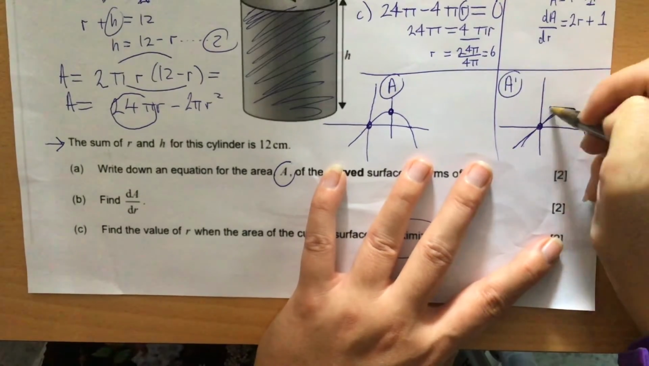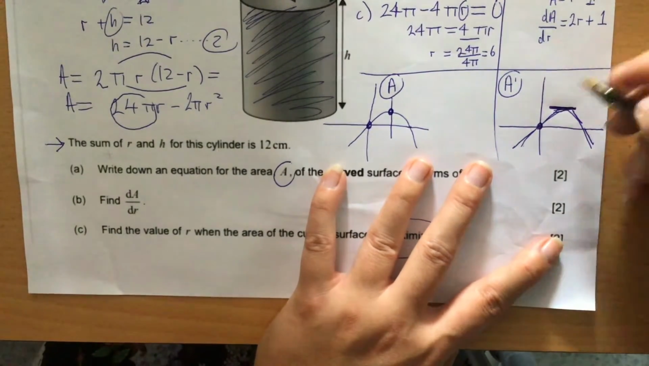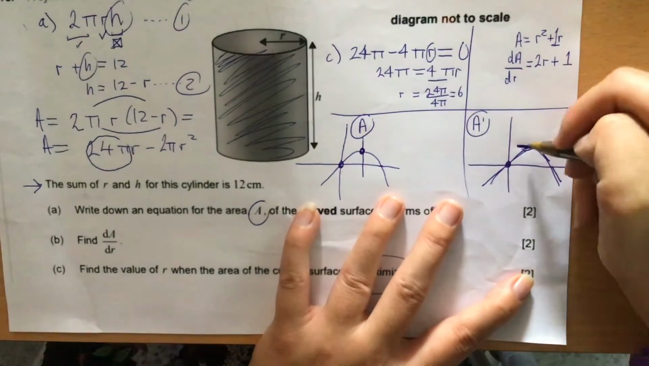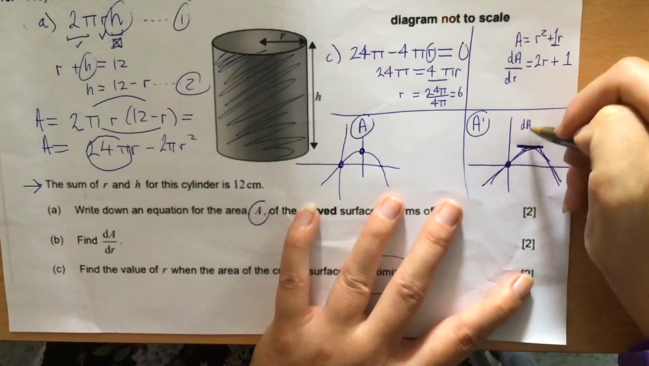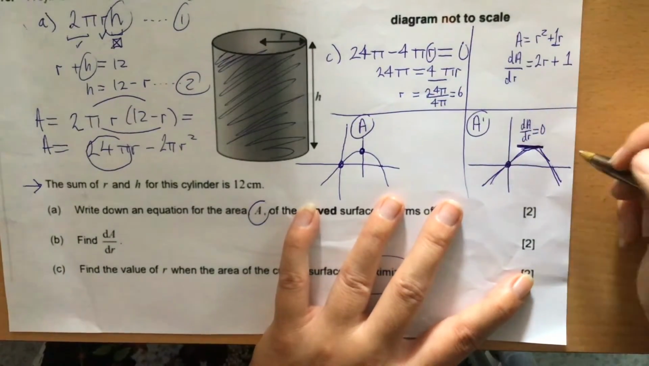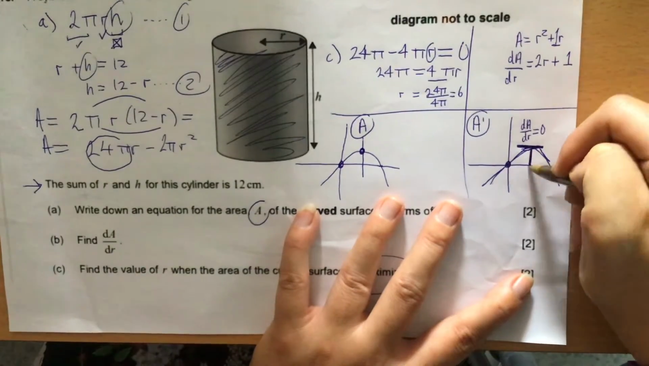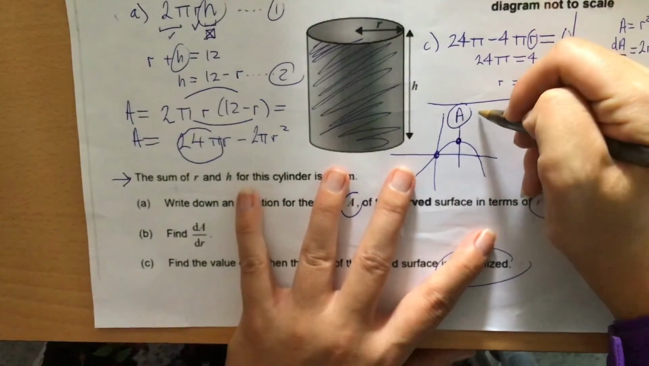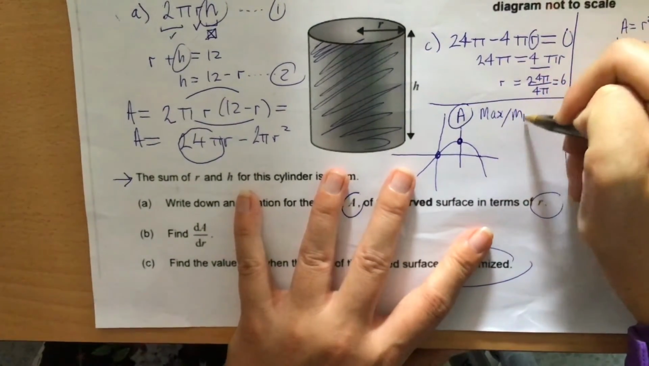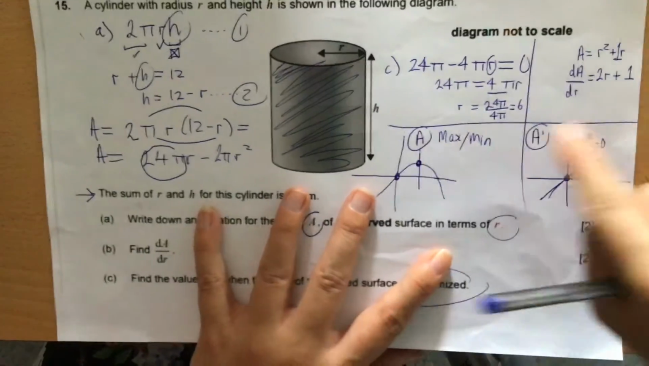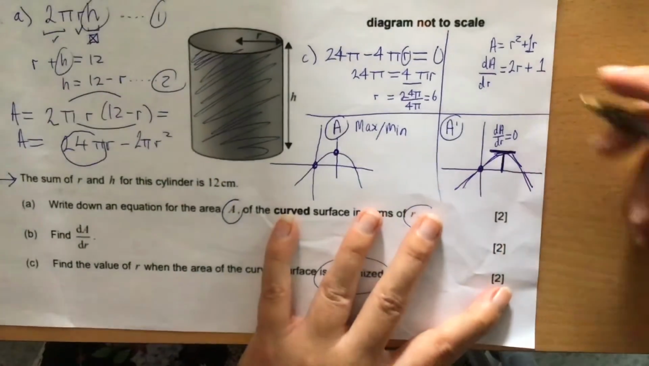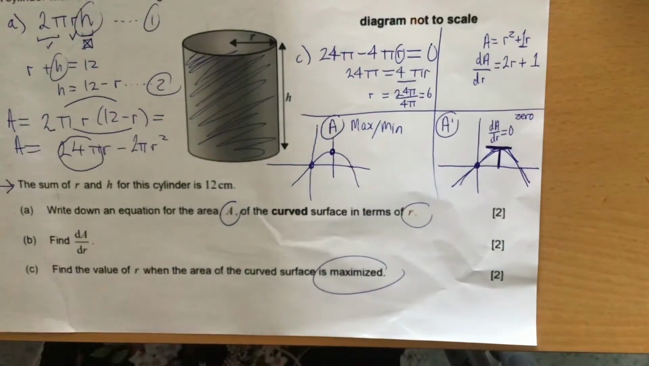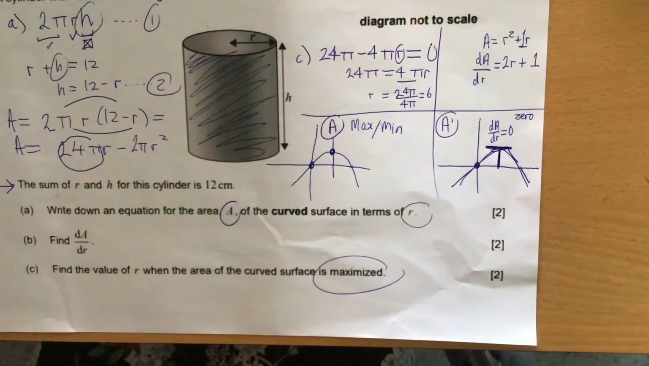Now, when the gradient, which is also dA/dr of this, is equal to 0, we will also generate when we get a maximum or minimum. So there's two things you can do. You can either find the max or min of the original function A, or you can find what we call the 0 of A dash, and that will give you the same answer. Let's go over that.